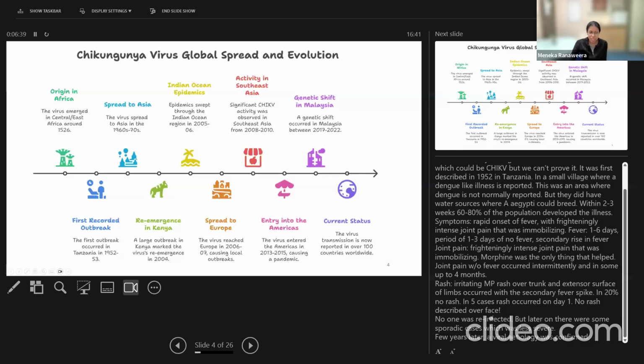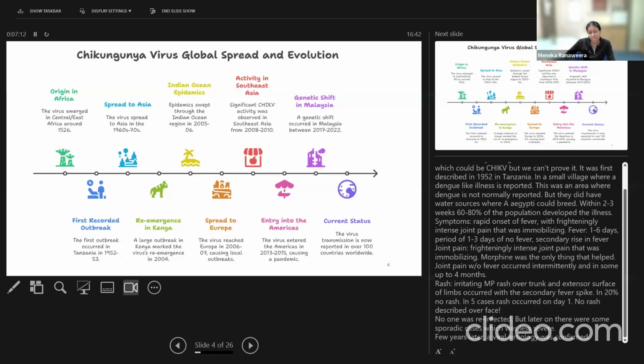It took another couple of years before the viral etiology could be confirmed through isolation from both the patient blood as well as mosquitoes. Then following that time, until about 2004, there weren't any large outbreaks. There was the spread to Asia, and then sporadic cases were occurring in Africa as well.